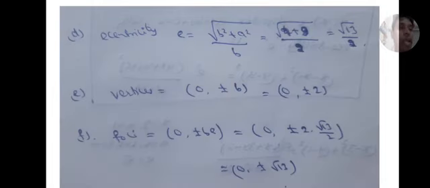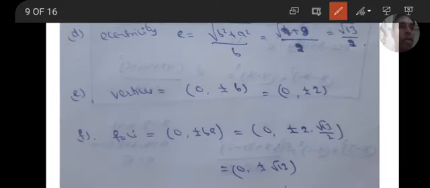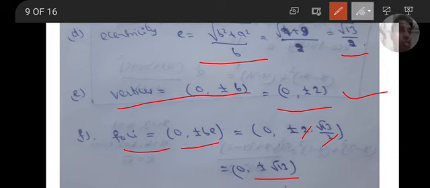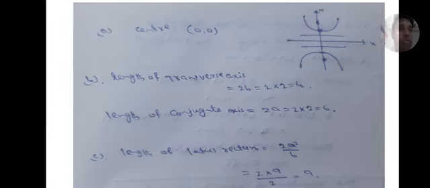Next, eccentricity formula, square root of b square plus a square by b. B square means 4 plus a square means 9 by 2, square root of 4 plus 9 means root 13 by 2. And vertices 0 comma plus or minus b, that is 0 comma plus or minus 2, b value is 2. And foci is 0 comma plus or minus be, that is 0 comma plus or minus 2 into root 13 by 2, 2 cancel, 0 comma plus or minus root 13. So same formulas, apply the formulas and substitute.